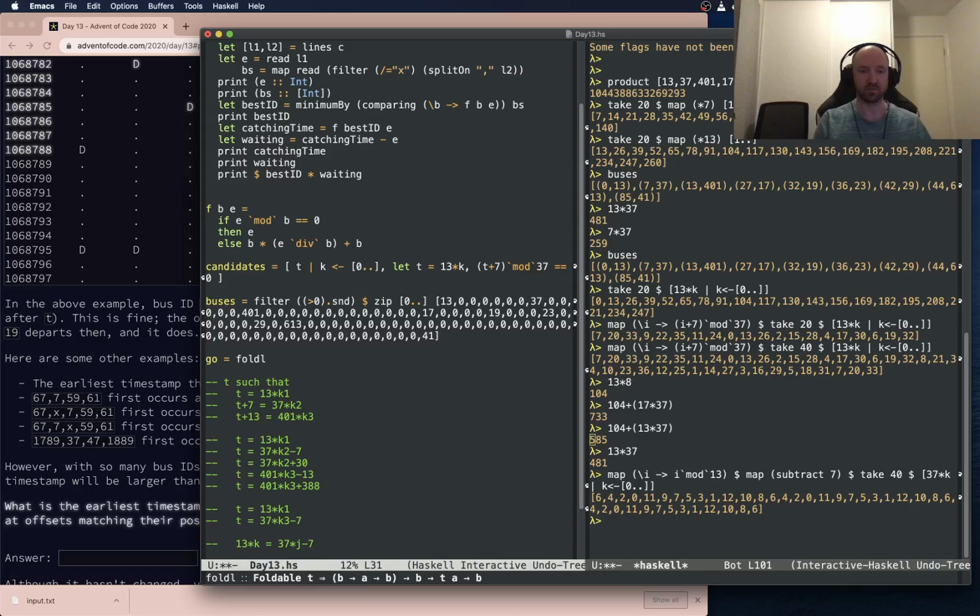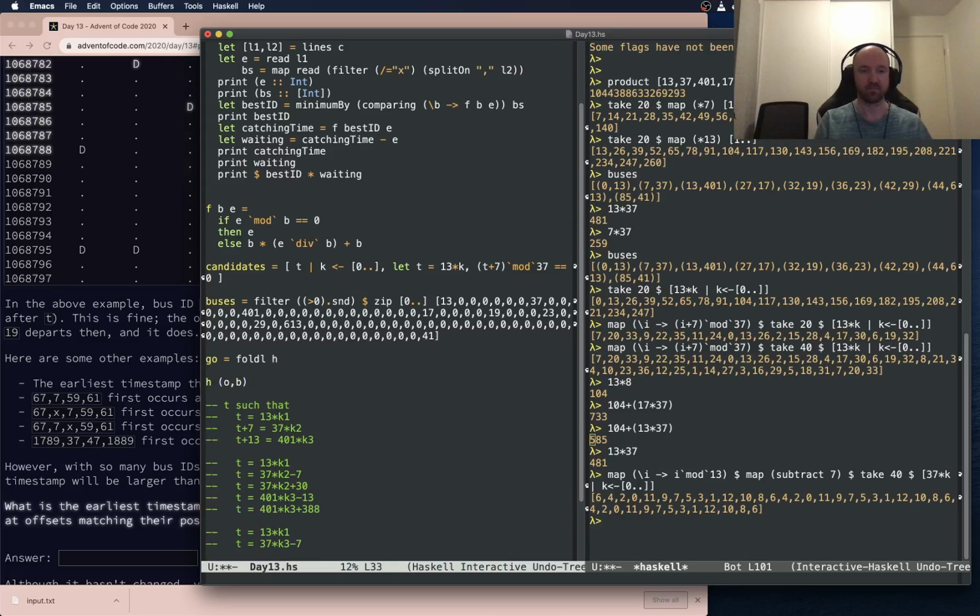Fold out. I've got an offset and a bus, and I've got an offset and a bus, and I've got current. What am I accumulating over? The current earliest time that would have worked for all the previous buses. Let's do that. I'm going to fold that. We'll cheat a bit because we know what the first bus is.